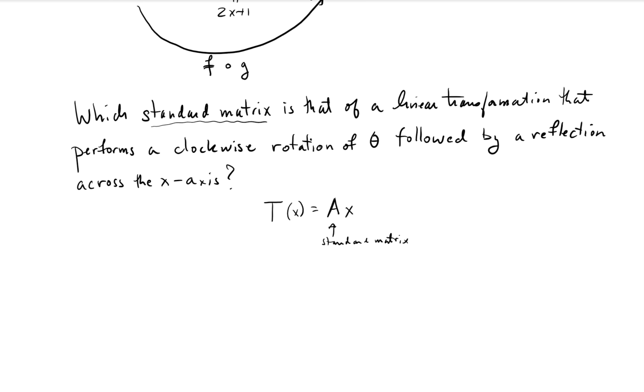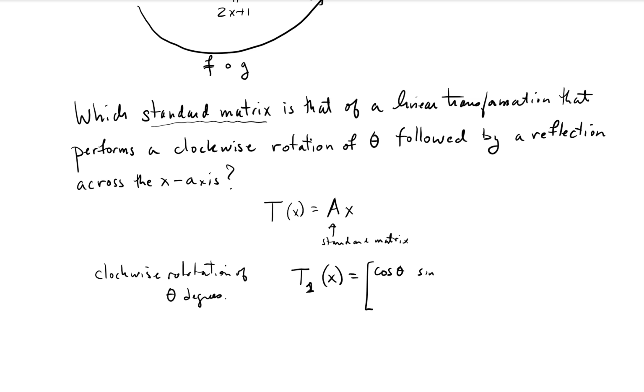So if I want to do a clockwise rotation of theta degrees, let's call that transformation T1. T1 of x, and we saw that the matrix corresponding to that linear transformation is the matrix cos theta, sine theta. So this is what we saw in a previous video, times x being a vector.